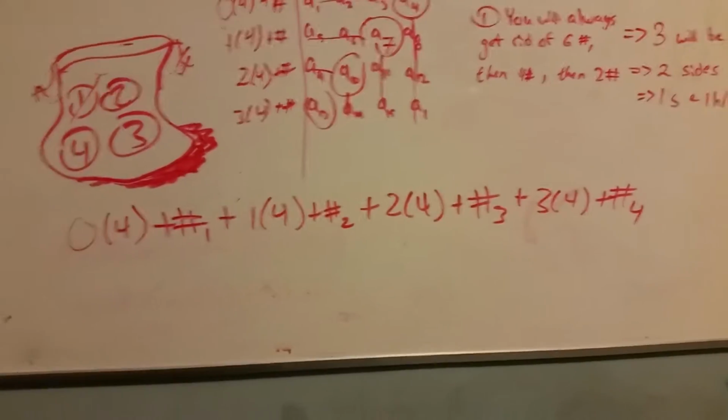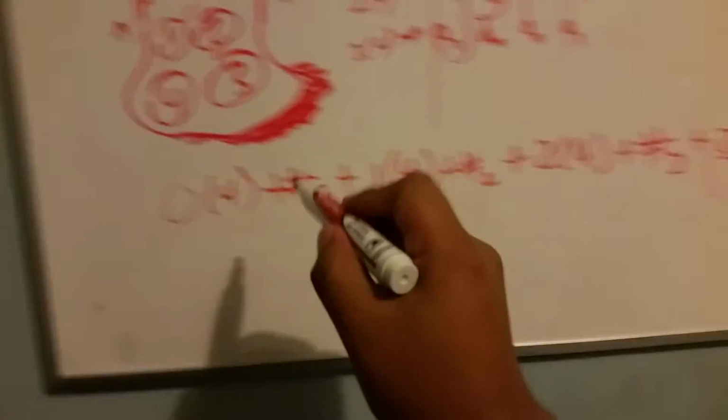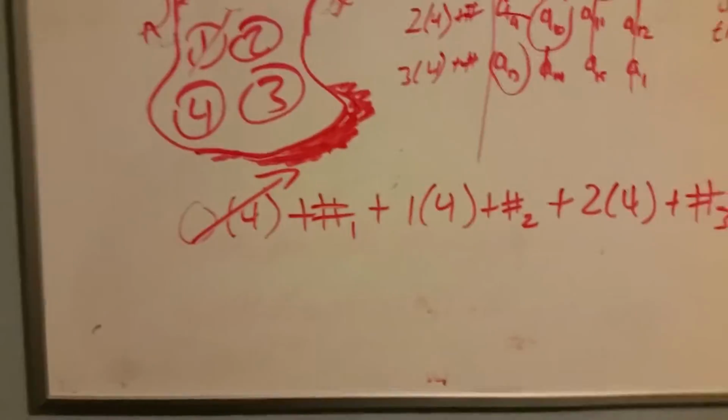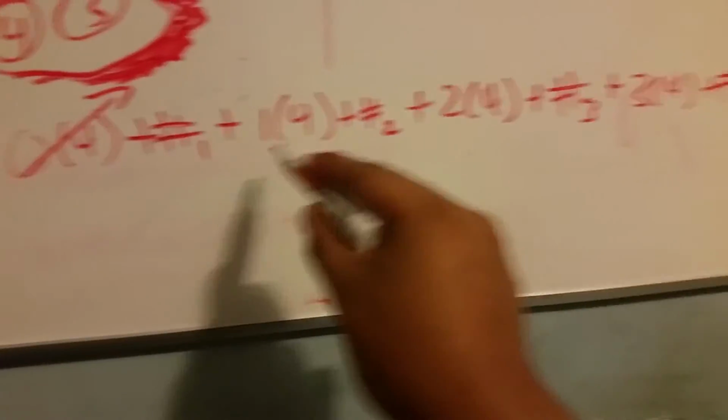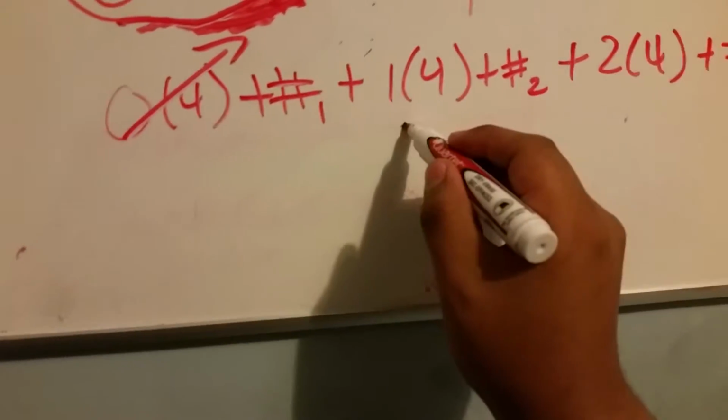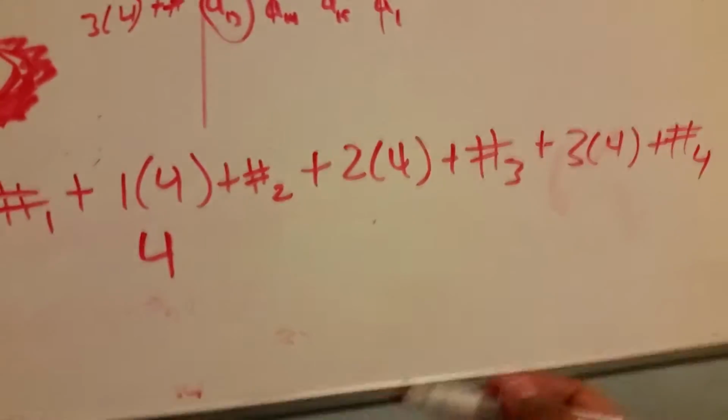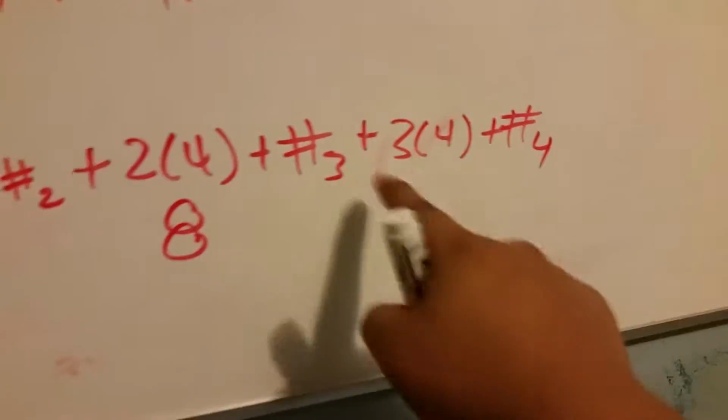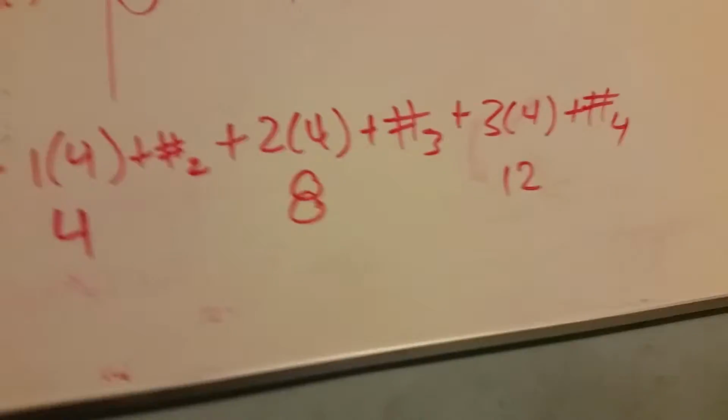I know it looks long, but this is just 0, right? 0 times 4 is 0. 1 times 4, this is going to give me 4, right? 2 times 4, this gives me 8. 3 times 4, this gives me 12, right?